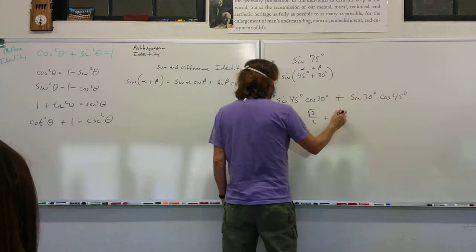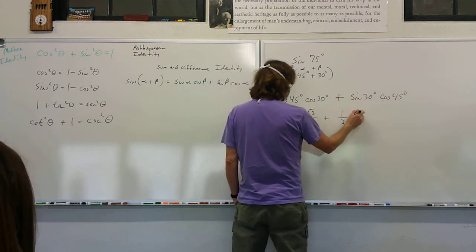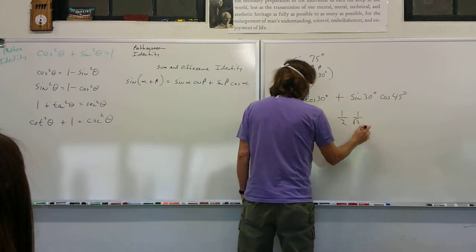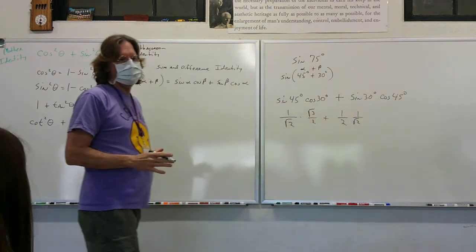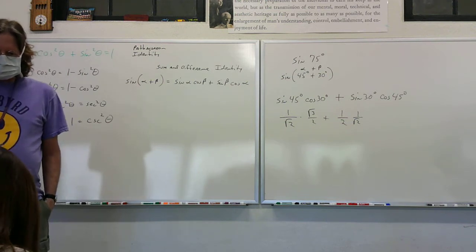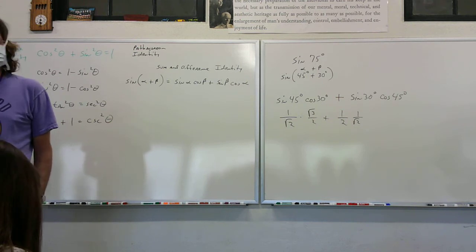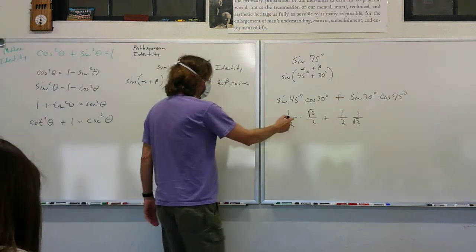Plus, what's the sine of 30 degrees? What's the cosine of 45 degrees? 1 over square root of 2. Now, here's the good news. If you're doing this right, you'll always get a common denominator. It'll always work out where you have your common denominator.